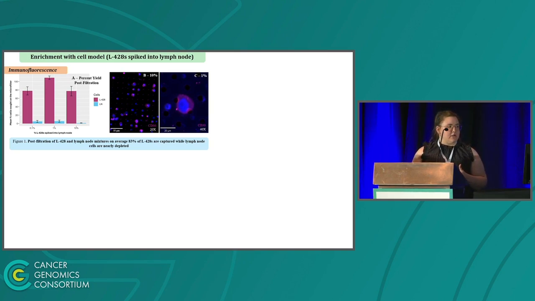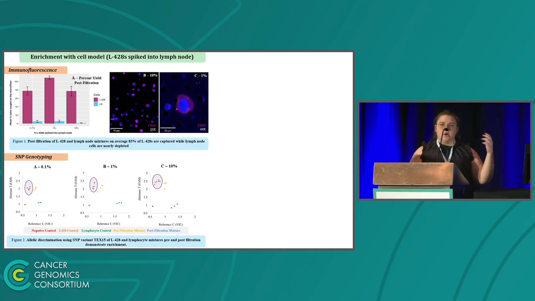As you can see here in panel B, there's quite a few CD30 positive events, and they do look a little bit small, but that's just because the cells are captured in the pore of the microfilter. So sometimes that does make the analysis a little more challenging. But in panel C, we can see a larger L428 captured on the top of the microfilter that's a little more easily identified. After analyzing all of these filters, we concluded that around 83% of the L428s in our initial mixtures were captured on the microfilter, and nearly all of the lymph node cells were depleted.